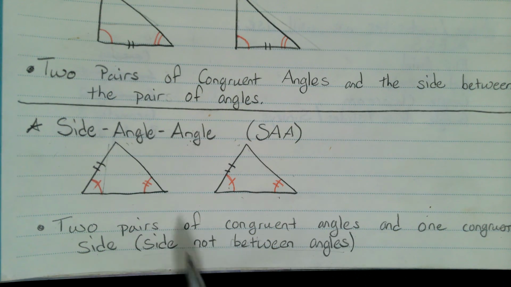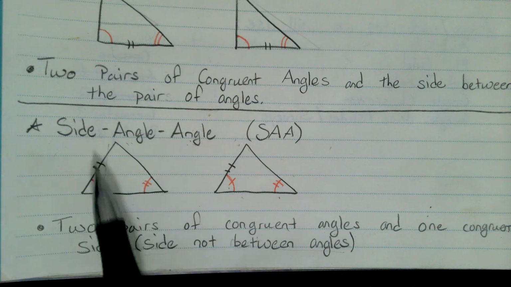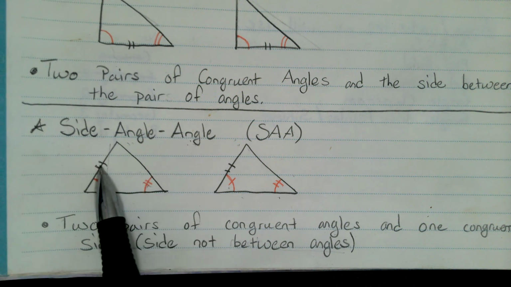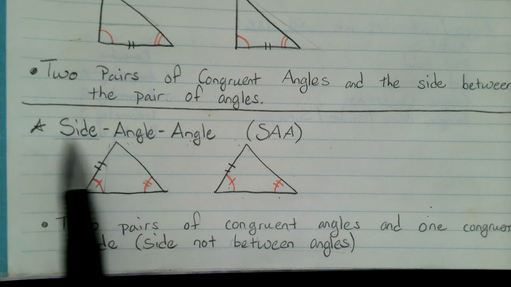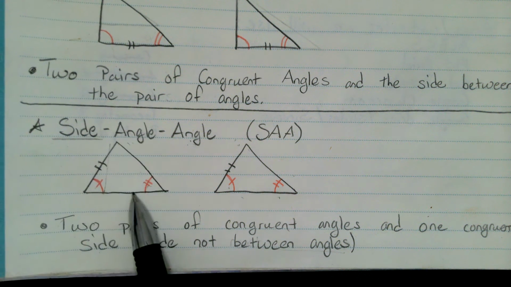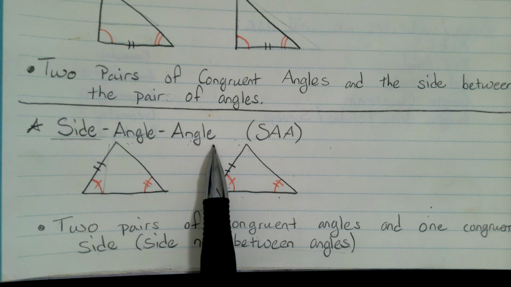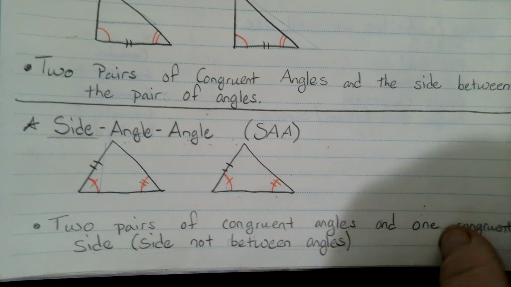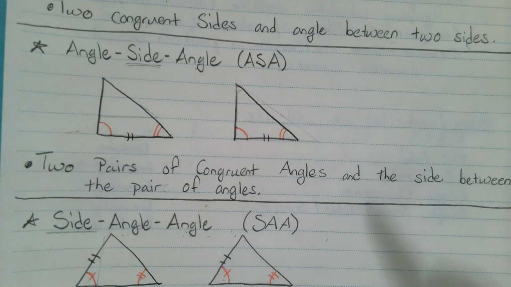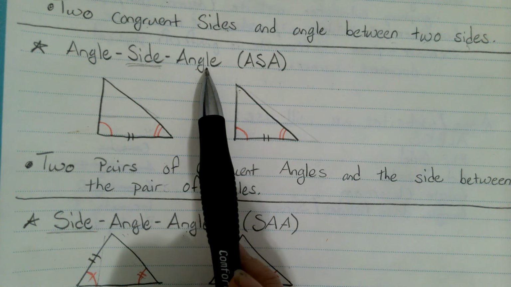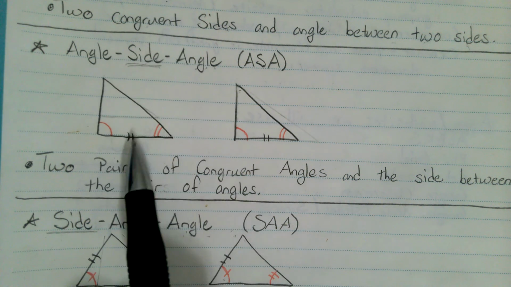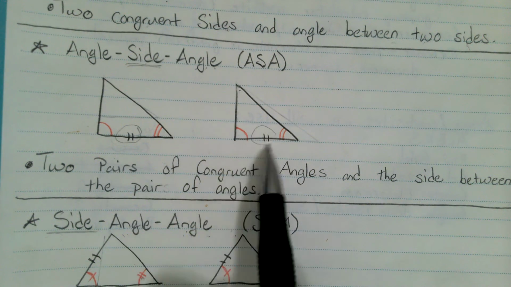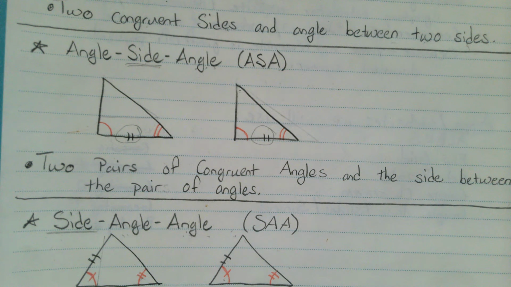Okay, so the way to remember this is that we have angle, angle, side. It's the side that is not between the angles for side, angle, angle. Okay, it's very similar to this other one with the angle, side, angle, except that for angle, side, angle, they have the side between the two angles congruent.